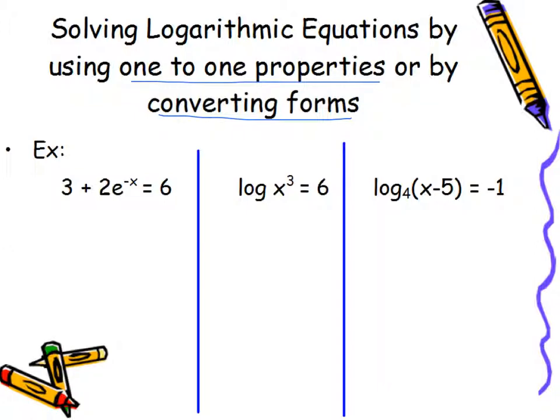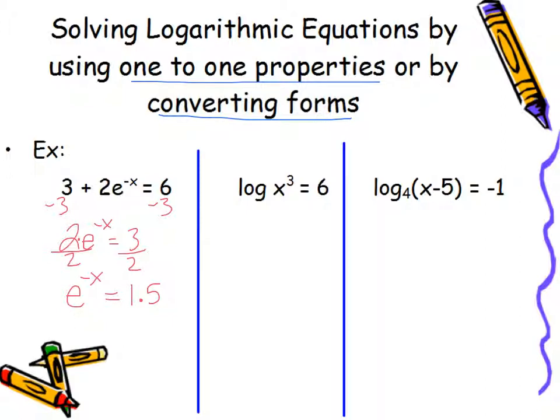Just try to start isolating that x. So the first thing we should be doing here is moving that 3 to the other side. And then we should undo that multiplication, so let's divide by 2. So I have e to the negative x equals, and I'm probably going to go ahead and go decimal on that, that'd be 1.5. Okay, and then I kind of get stumped here because I can't really get that x out of my exponential. And so when you get to the point where you've isolated it as best you could, then that's when you switch forms.